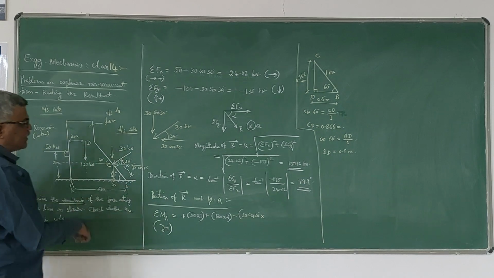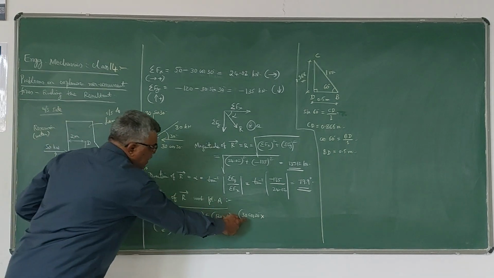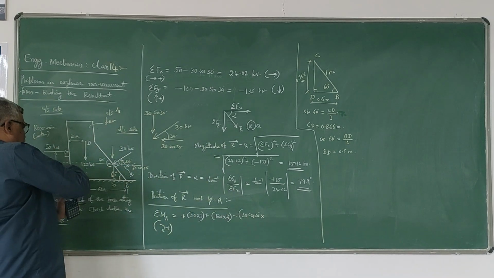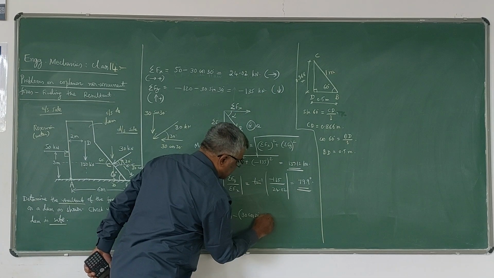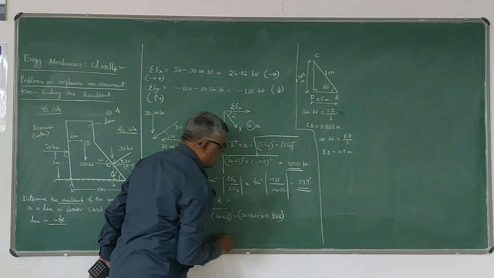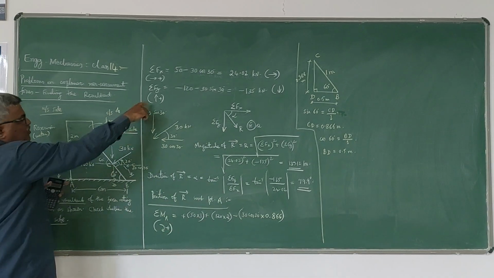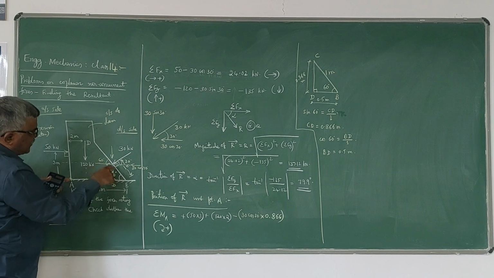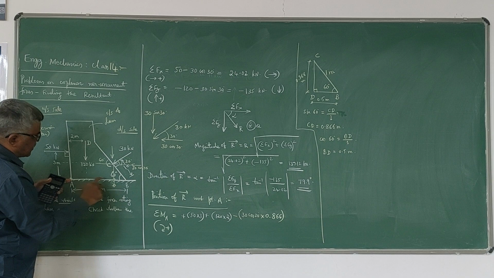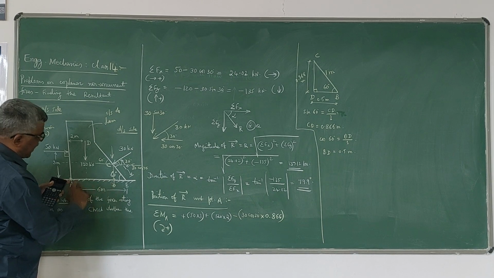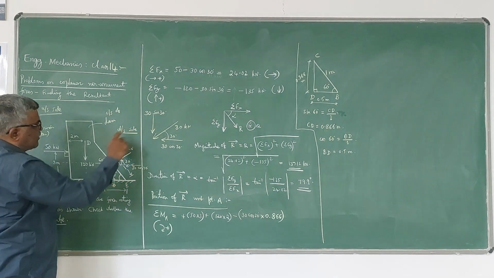Now let us calculate the moments due to these two forces. This 30 cos 30, as already told, is giving an anticlockwise moment about A, and the distance is this vertical distance, which is 0.866. We should be very careful about the distances. Now, due to this vertical force, the 30 sin 30 force, which is acting here, I have to take the distance from A to this point, AD. That is the distance where this 30 sin 30 force is acting.